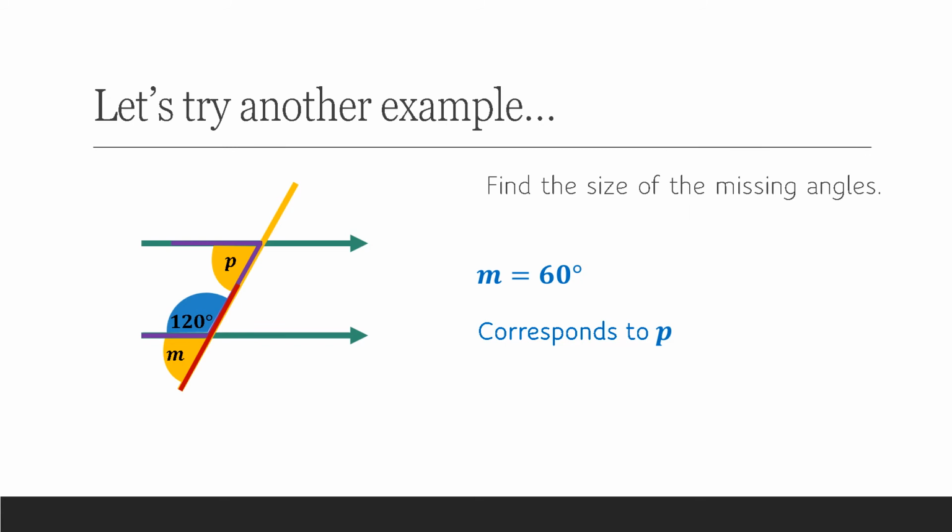We can also find M by simply using our supplementary angles. M and 120 degrees are on the same straight line, and angles on a straight line equal 180 degrees. So if we subtract 120 degrees from 180 degrees, we will still get 60 degrees for M. So M can also be supplementary to 120 degrees.